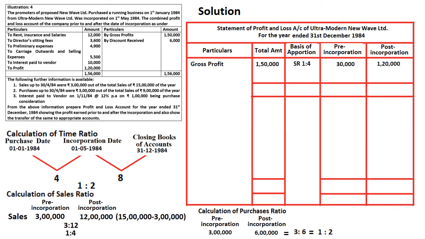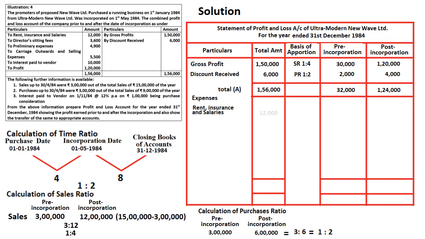Gross profit will be divided in sales ratio. So 30,000 and 1,20,000, 1:4 is the sales ratio. Then other discount received will always be in purchase ratio, because discount received will be on purchases. So we have divided 2,000 and 4,000 in purchase ratio. Then total of income, that is total A, we made. Then come to the expenses: rent, rates and insurance always on time ratio. So I have divided 4,000 and 8,000 out of 12,000.